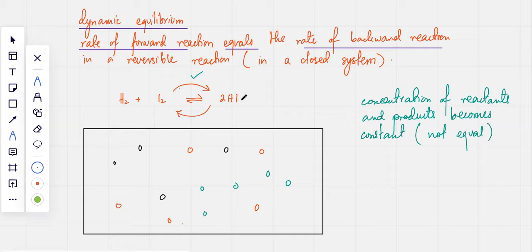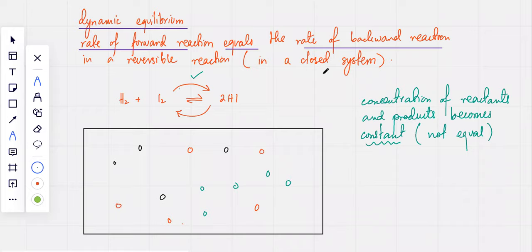The equilibrium could favor the products, meaning more products being formed at equilibrium. The equilibrium could have more reactants at equilibrium. Or it could be right in the middle. There could be the same amount of reactants and the same amount of products. So the concentration could vary. Every reactant and every product can have a different concentration, except that if it's at equilibrium, the concentration would become constant. It's not going to change.